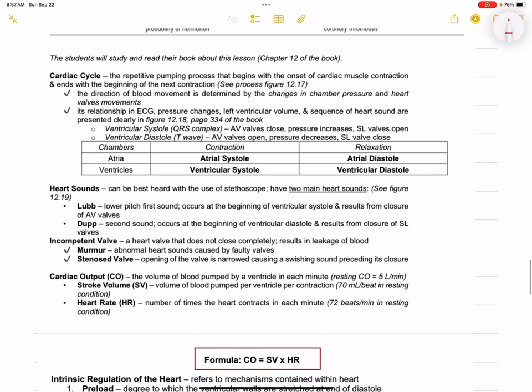Okay. So, cardiac cycle. So, the repetitive pumping process that begins with the onset of cardiac muscle contraction and ends with the beginning of next contraction. Okay. So, may mga chambers natin, di ba? Atria and ventricles. Contraction, atrial systole sa atria, ventricular systole sa ventricles; kung relaxation, atrial diastole, ang ventricular diastole naman.